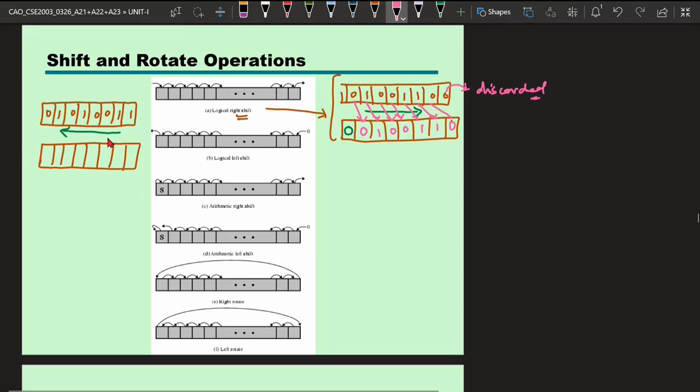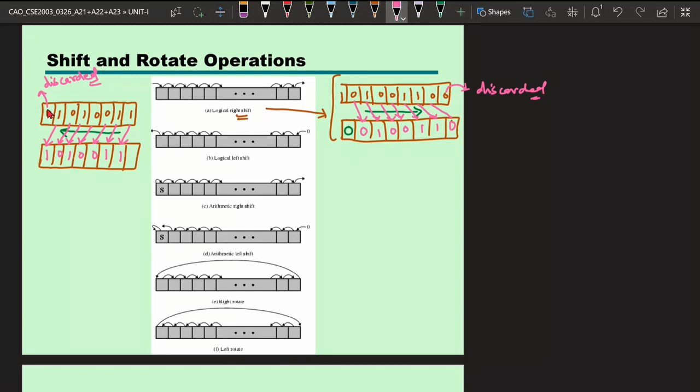Once we shift it left, the content of the last bit will be moving to the previous one, 1. This one is going to move here, 1. This is going to move here, 0. This is going to move here, 0. This one is 1. This one is 0. This one is 1. And this bit will be discarded.